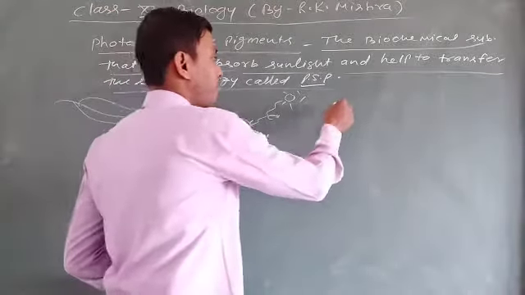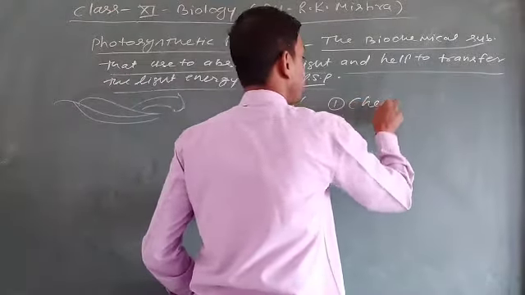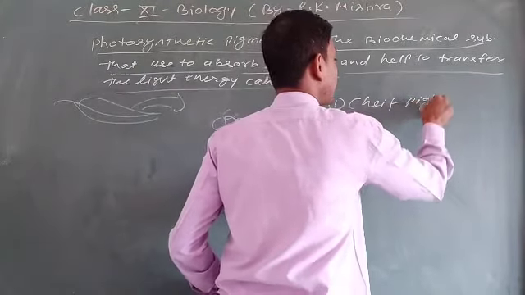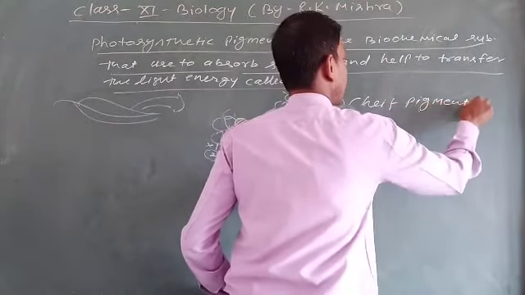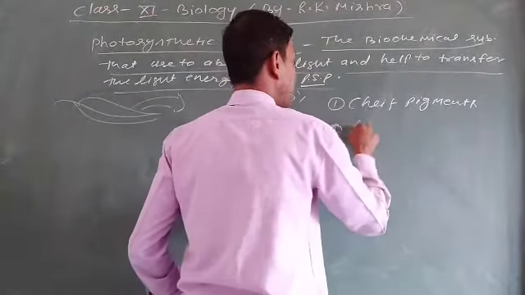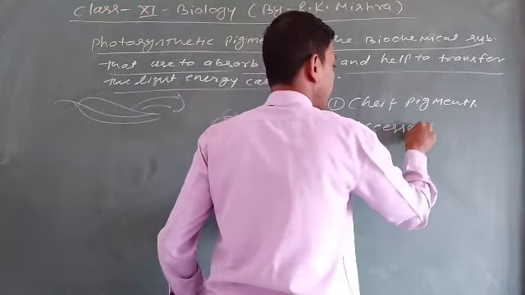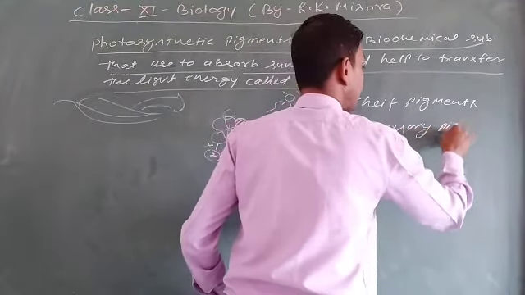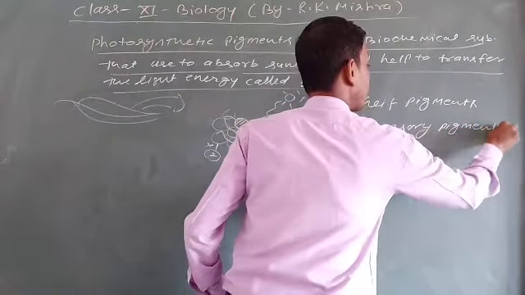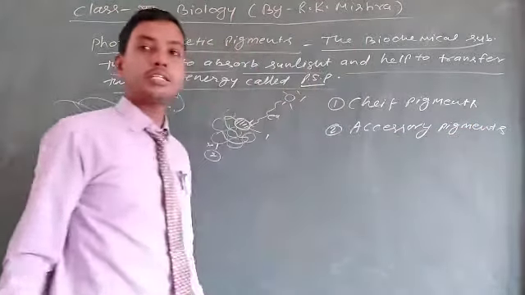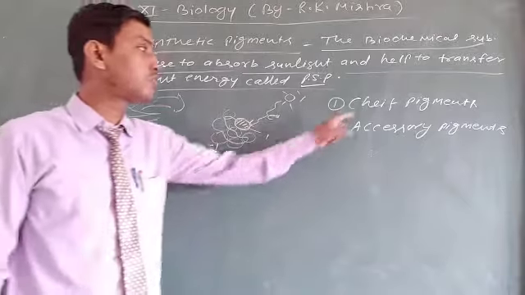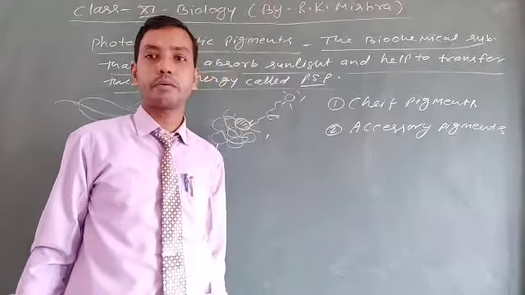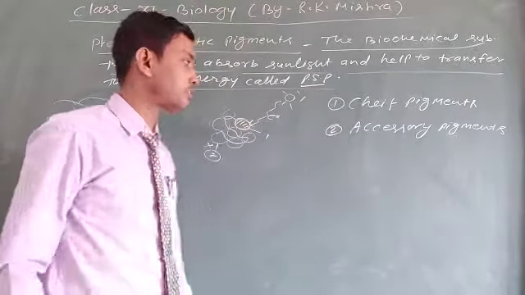Photosynthetic pigments can be categorized into two different types: the chief pigments and the second one is accessory pigments. Photosynthetic pigments basically in plants are these two, the chief pigments and accessory pigments. Let us talk about the chief pigments.